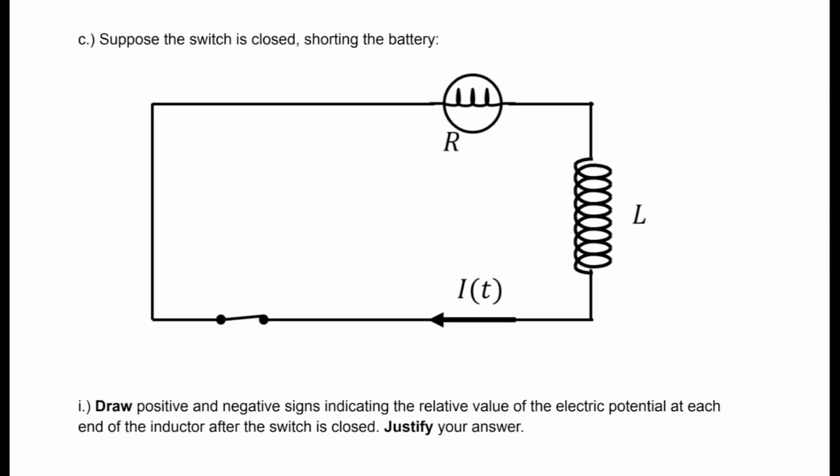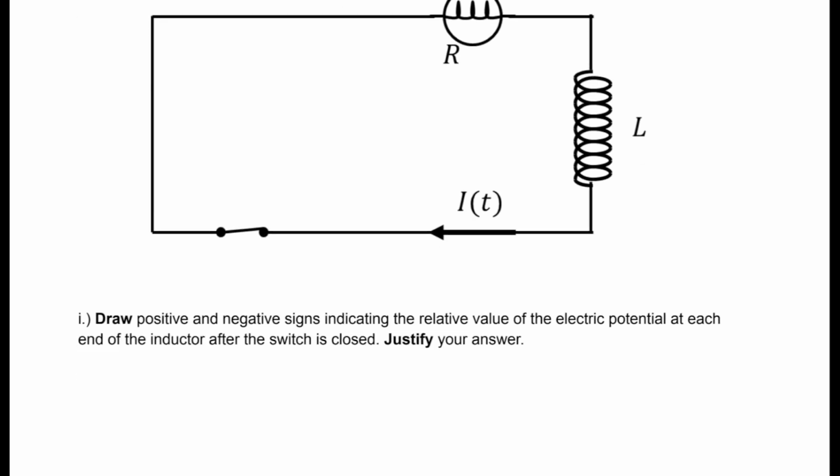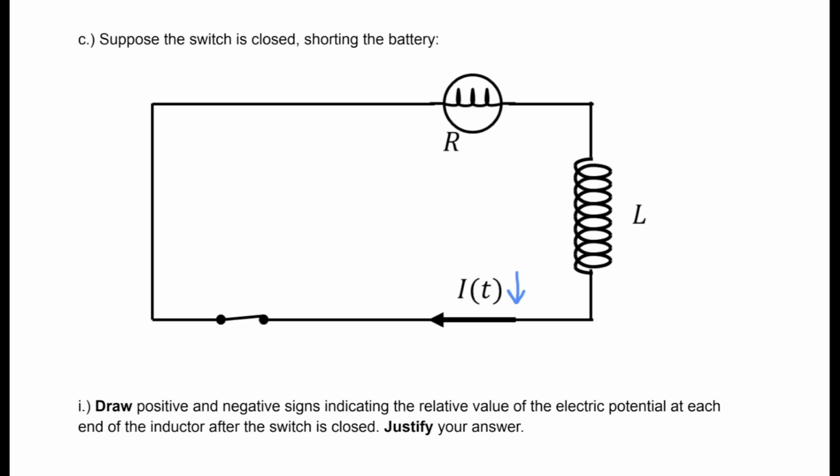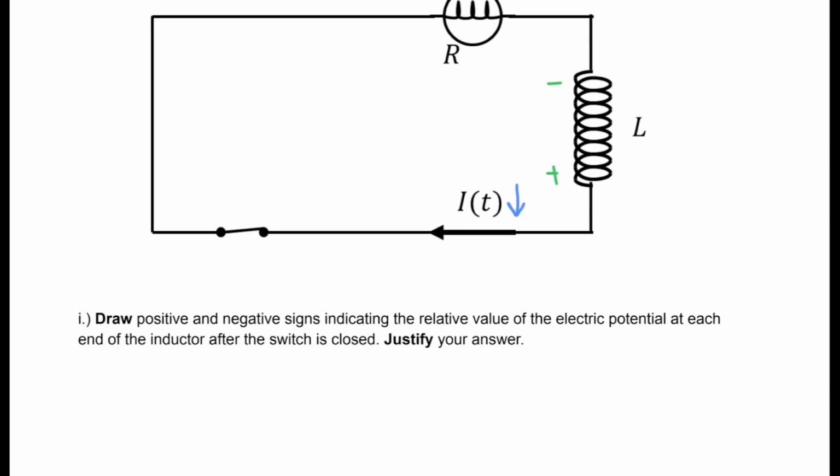First, we're going to draw positive and negative signs indicating the relative value of electric potential, meaning if this was a battery, what would the polarity be? Well, notice that this I of t down here is going to decrease because we no longer have a battery supplying it. So the inductor is going to try its best to fight that change. It's just going to behave exactly like a battery with positive and negative terminals like so, because that would pump current out, or attempt to pump current out, to fight the decrease.